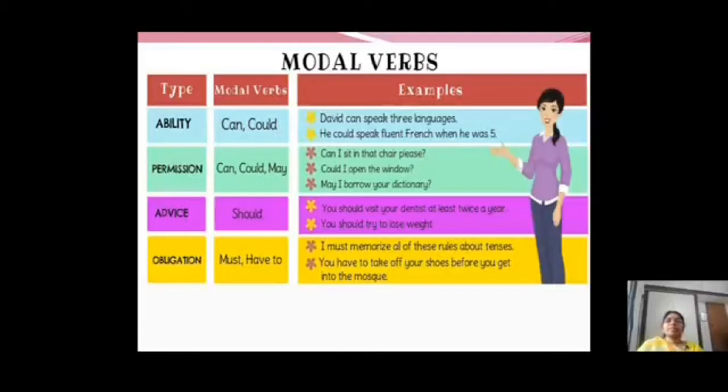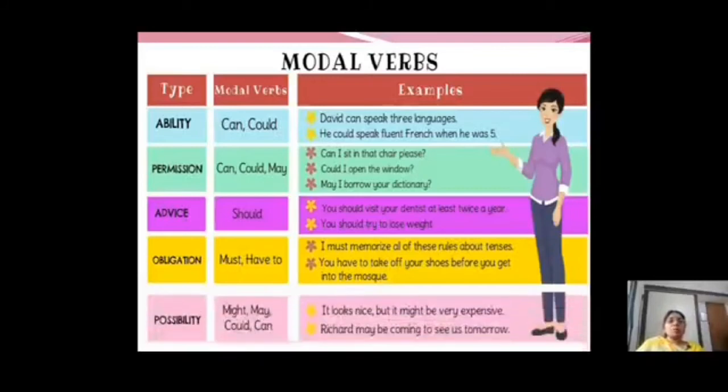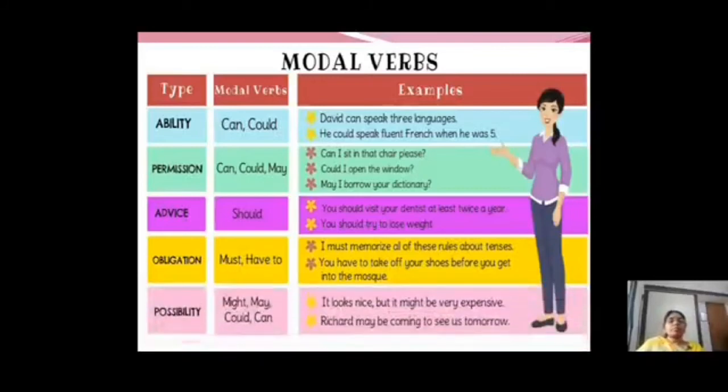Yes, fantastic. It is compulsory. Possibility. So, if it is possible: might, may, could, can. It looks nice, but it might be very expensive. Richard may be coming to see us tomorrow. So, all these are possibilities.